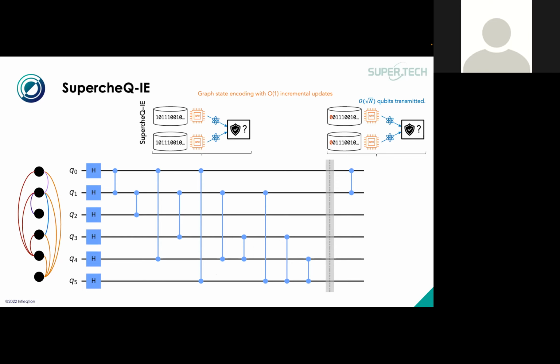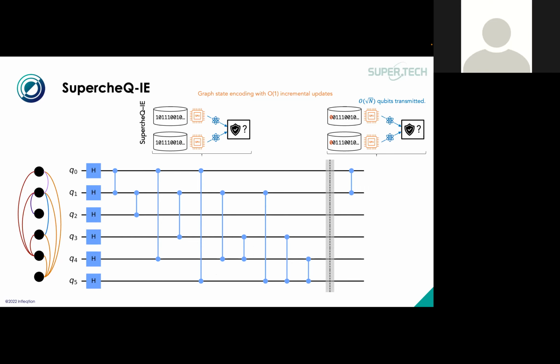CZs commute with each other, so these cancel out. And now you have a faithful representation of the updated data in your database. So that's basically all there is to it with SupercheQ IE. And the important fact is that all graph states that represent different graphs have different fidelities.